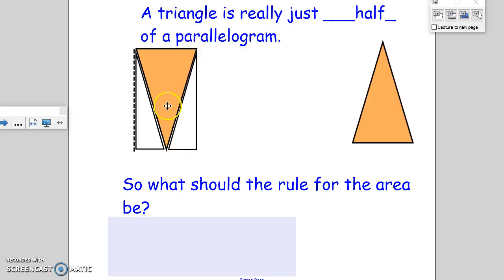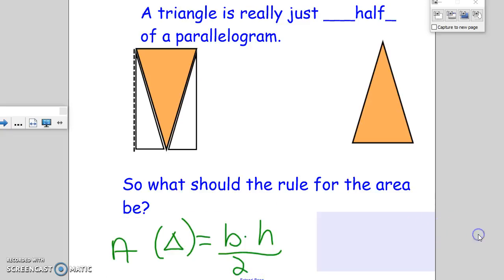No, this orange triangle is half the area of the parallelogram. So the rule for any area is going to be that the area of a triangle is going to be the base times the height divided by 2. Since base times height gives you area of a parallelogram, which we already know, and the 2 tells us that the triangle is only half of it.